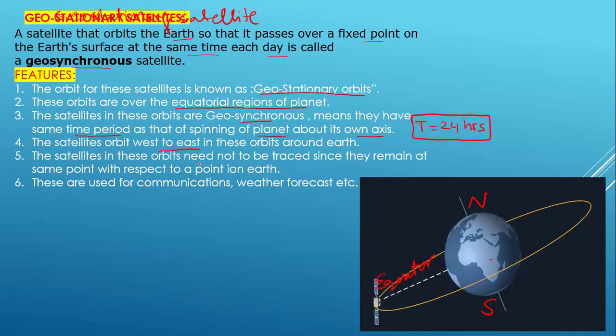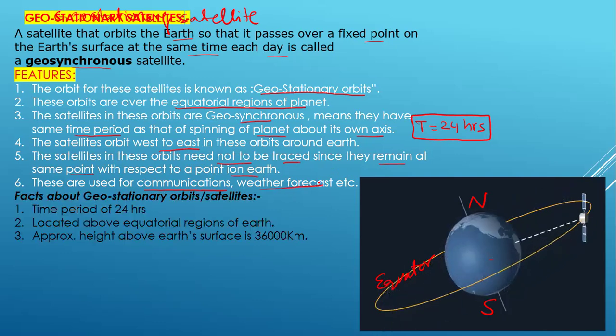And then these satellites need not be traced. It means they remain at the same point with respect to a point on Earth. Like here, it's above North America, so all the time of day it will remain over there. And what are their uses?